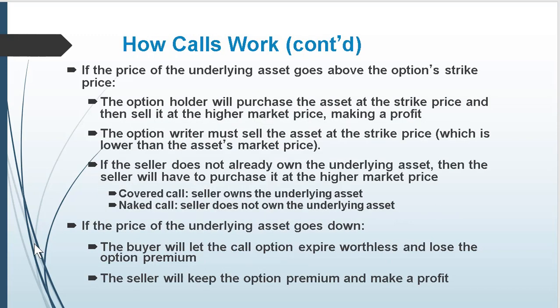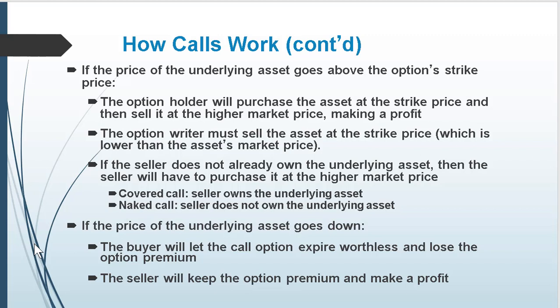So let's work our way through some basic little examples here. If the price of an asset goes above its strike price, if you buy a call, then the option holder is going to buy the asset. So they're going to buy the stock at the strike price. So if we have an option that has a strike of 50 and the price goes to 55, then you would have a right to buy the stock at 50. But you could then immediately sell the stock for 55. So the writer then is the person that's ultimately going to have to sell the asset to you.